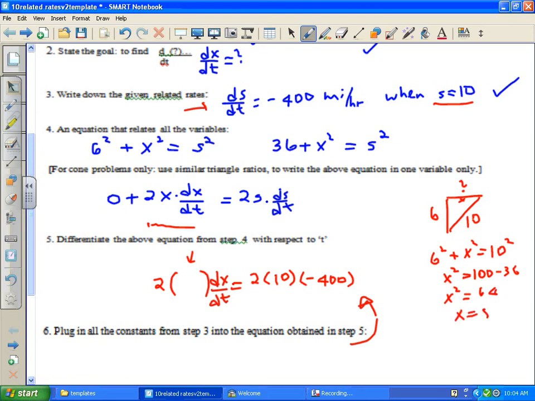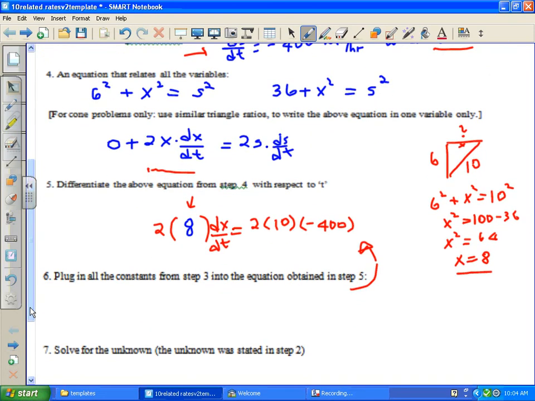So x is 8. Since I know what x is, I can plug in this space right now. x, we just determined that to be 8. And go ahead and find out what dx over dt is by dividing both sides by 16. So on the right-hand side, I have 2 times 10, or 20, times negative 400 divided by 16. Of course, you could simplify it a little bit, or you can just put it all in the calculator and get a result. So there I'm getting 500.